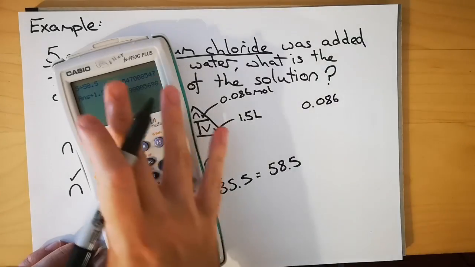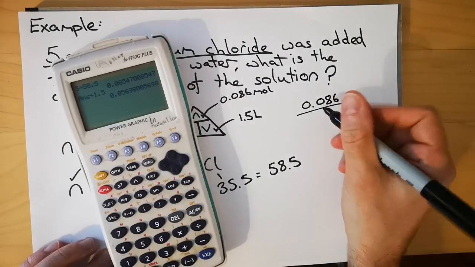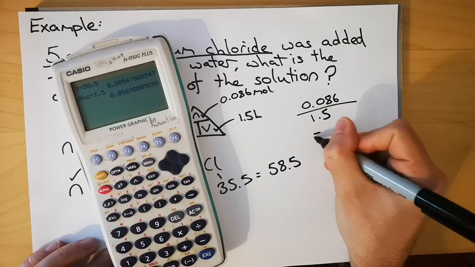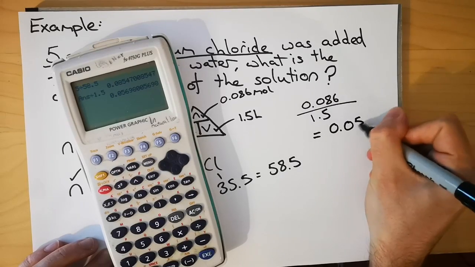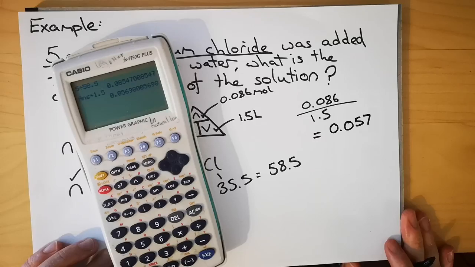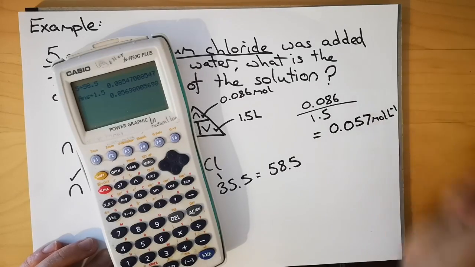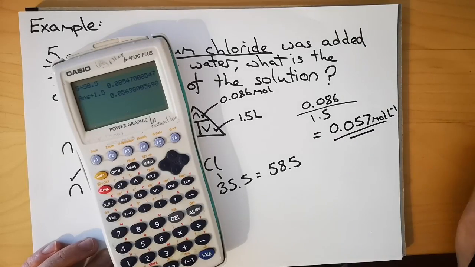The number of moles is 0.086, but remember, I've left it in my calculator. I didn't simplify it yet. Divided by 1.5, and that equals 0.057. And that will be in moles per litre. And that's my final answer, so I'm going to double underline it.